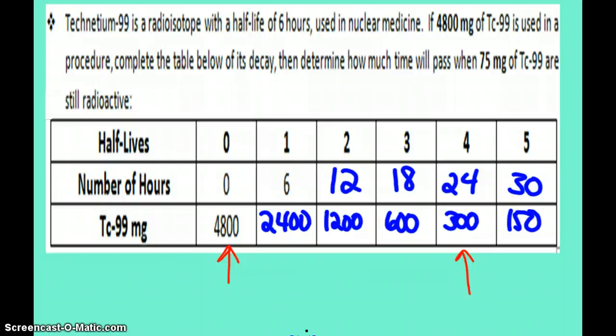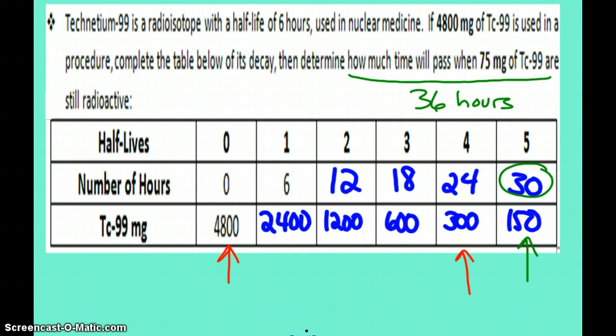Now the question here says, how much time will pass when 75 milligrams are still radioactive? So that's not on our chart. 150 is the last number here, so one more half-life will take it down to 75. So we'd have to go to 36 hours, because it's 6 hours, one more half-life past 30.